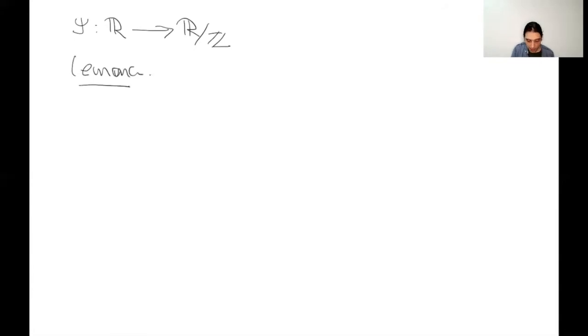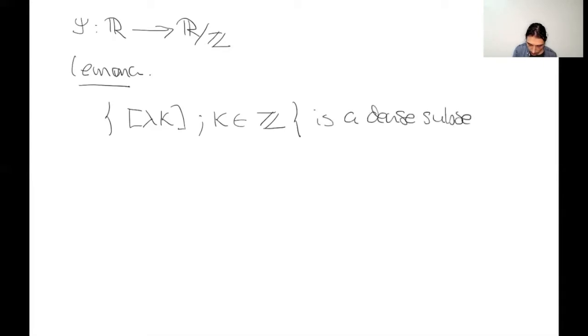If we consider the set of classes of the form lambda times k, the class of lambda times k, where k is an integer number, this is a dense set of the circle. What we want is showing this.